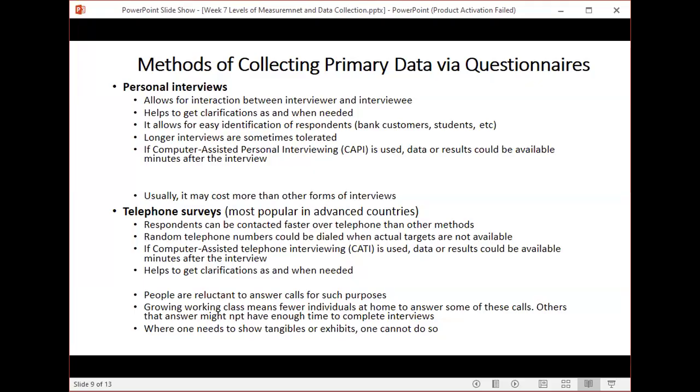It helps to get clarification as and when needed. So sometimes they will not understand the question you're asking. They will ask you, what do you mean by this? Then you get a chance to explain to them further. So that is how personal this one is. You are able to get clarifications.